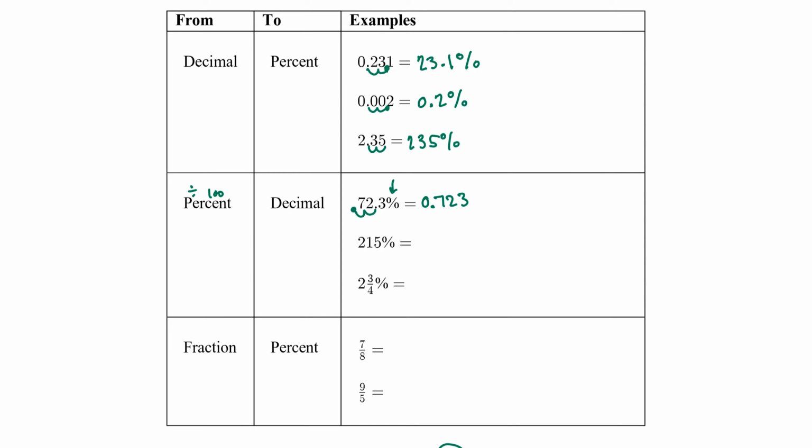It's important that we can convert a percent to a decimal, because a lot of times when we're dealing with loans and savings accounts, the rate of interest will be quoted as a percent, but we need to convert it to a decimal for our calculations.